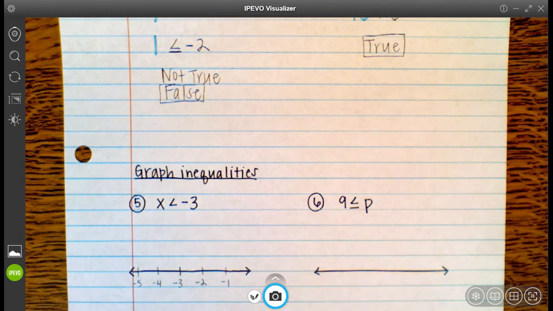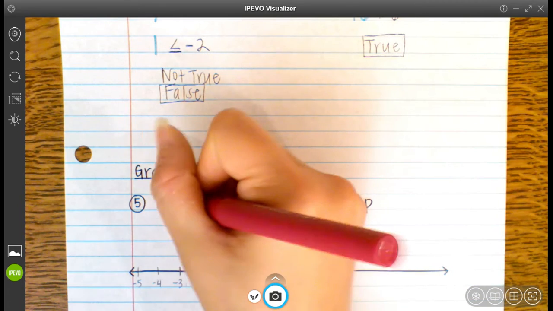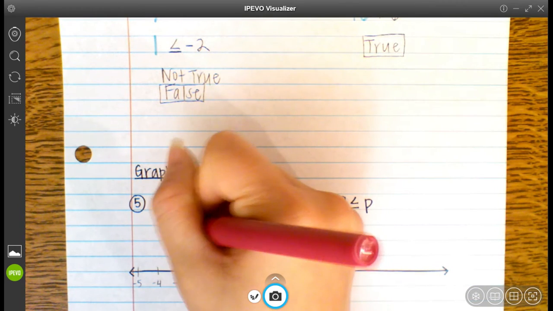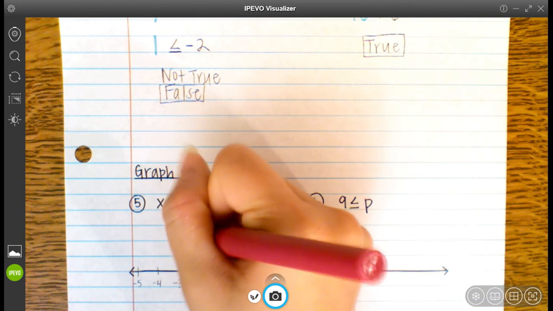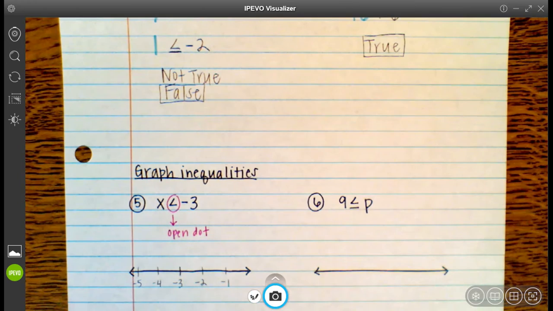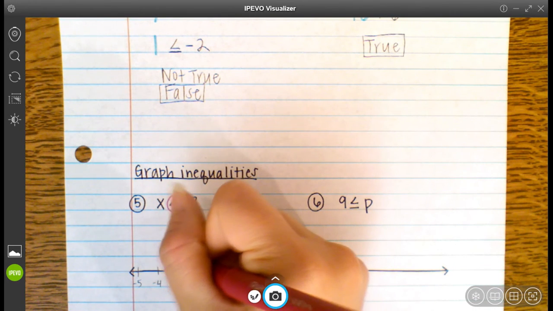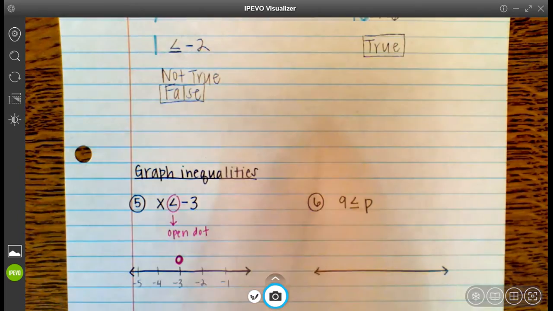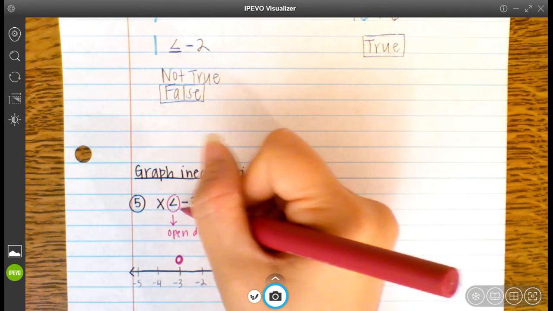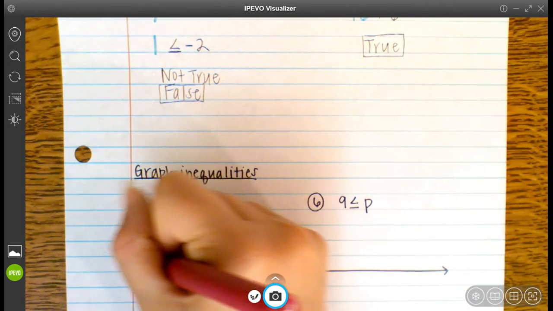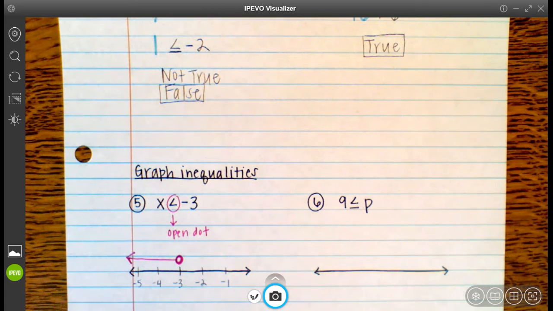So right now, I see this symbol of just less than. This means that I need to have an open dot at -3. So we are going to put an open dot at -3, and we are pointing to the left, which means that we are going to draw our line to the left. And you're done. That's how you graph an inequality.